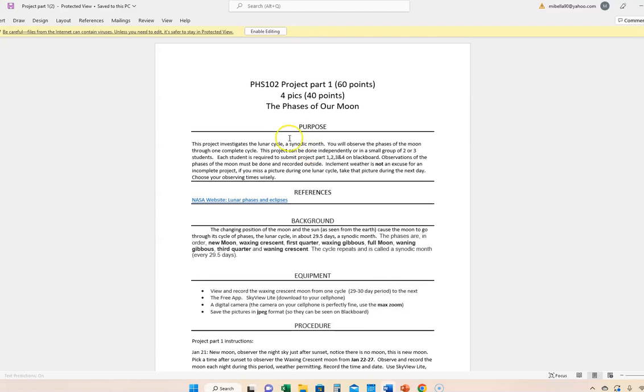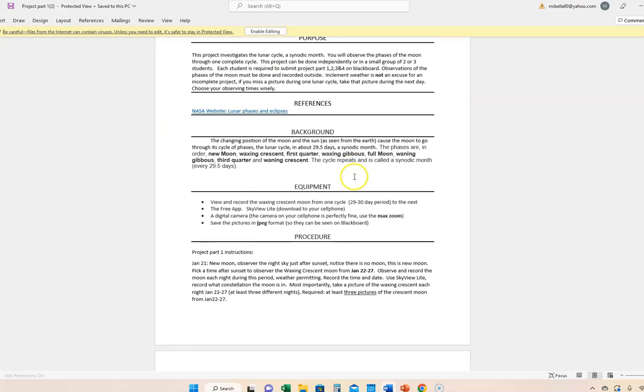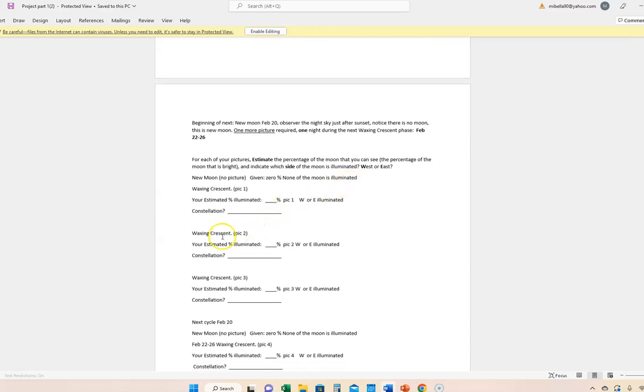So that's the total for project part one, which involves the first phase, the waxing crescent moon. This is the basic idea of what you're going to do, and I'll talk about what a waxing crescent is in a moment. You're going to look at the crescent, look at your picture, and estimate what percentage of the moon is illuminated. For example, a full moon would be 100%. A first quarter moon would be 50%. First quarter, half of the moon is illuminated.